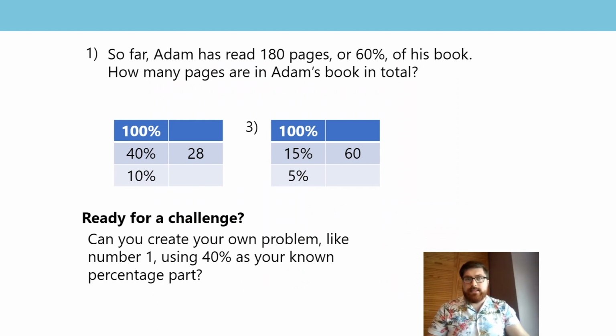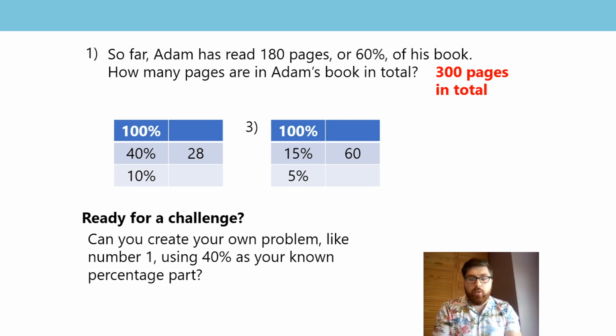Now, in the previous session, Mr. Whitehead left you with these questions. So let's have a little look through them. The first one: so far, Adam has read 180 pages or 60% of his book. How many pages are in Adam's book in total? So the answer for that, of course, is 300 pages. I hope you got that correct.